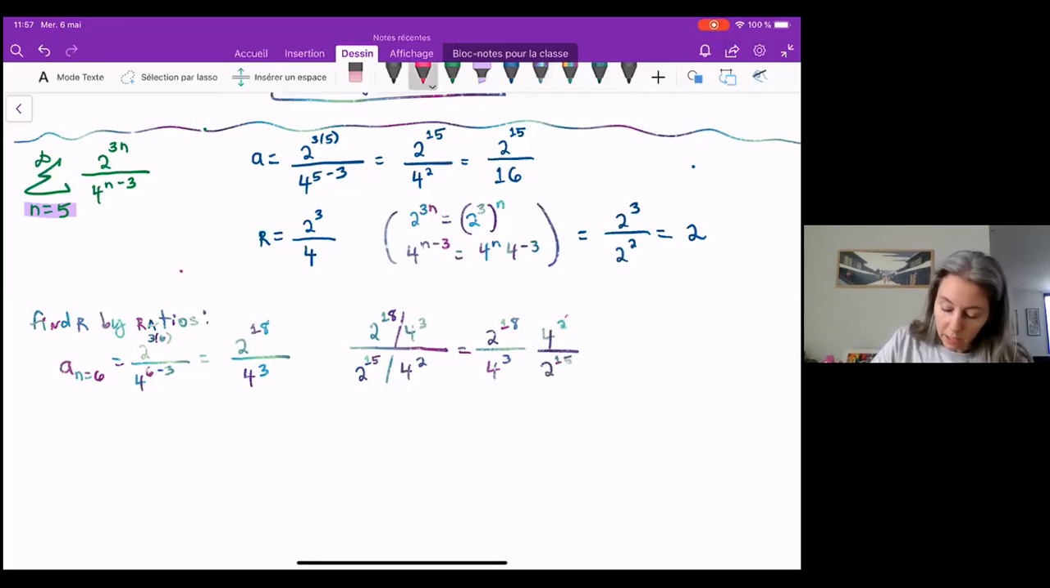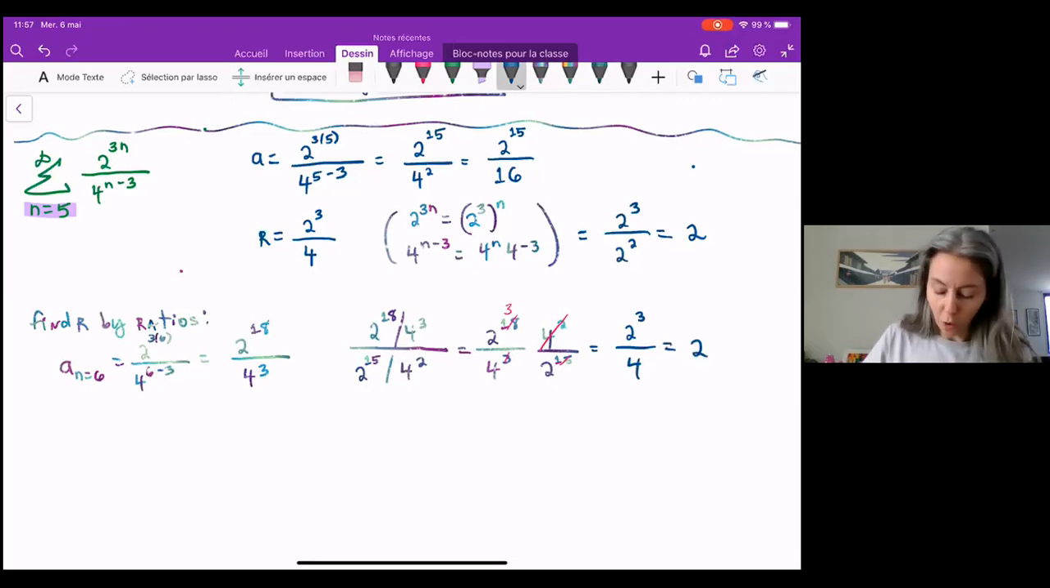So here I can see some of those 4's cancel out, and then 18 minus 15 is 3, so that means I have a 3 left up here. So this is going to be equal to 2 cubed over 4, which is what we had up there, 2 cubed over 4, which is just 2. So we ended up in the same place as we were up there.